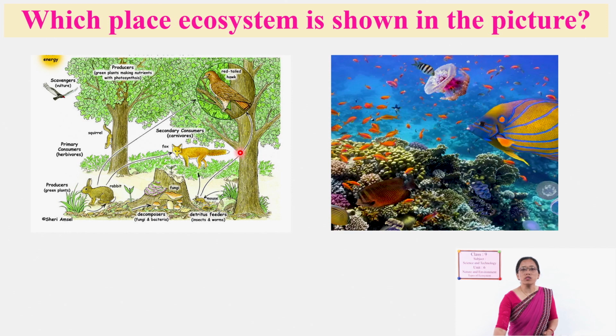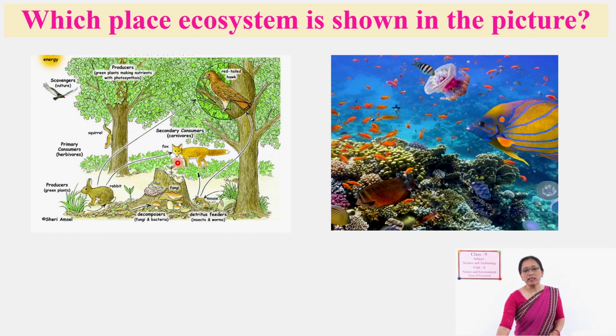Which place's ecosystem is shown in these two pictures? Can you guess? There are large trees, fox, rabbit, bird, etc. shown in this first picture. The source of energy, the sun, is also shown. And in this picture, there is water. Inside the water, various types of organisms are shown.